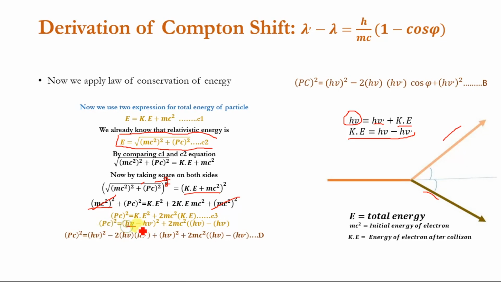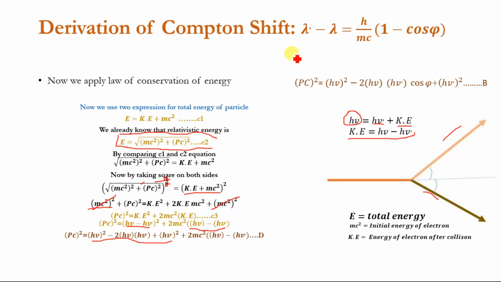Now again this is the a minus b whole square formula. pc whole square is equal to h mu whole square minus 2 h mu h mu dash plus h mu dash whole square, and the remaining term is plus 2 mc square into h mu minus h mu dash. We name this equation equation number D.